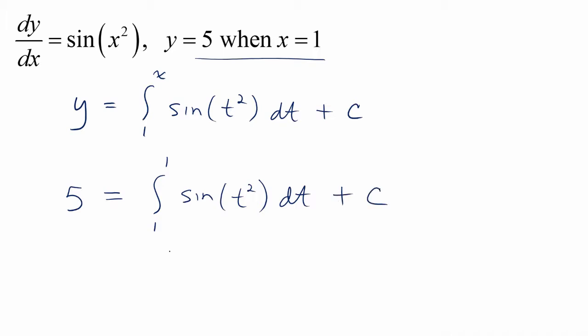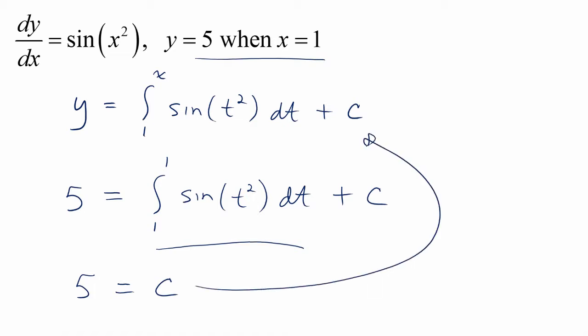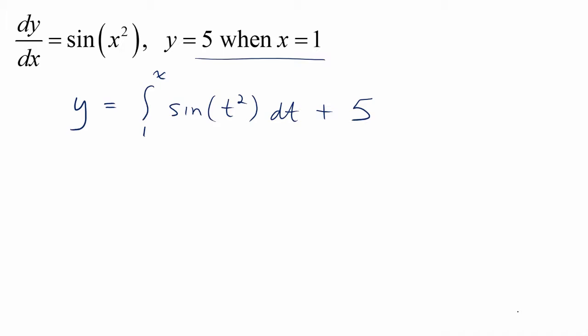And what do we know about this definite integral right here? Since we're integrating from 1 to 1, we know that that expression is equal to 0, implying that 5 must be our constant. So now we'll make that substitution, giving us the final answer that y, or f of x, is equal to the definite integral from 1 to x of sine t squared dt plus 5.